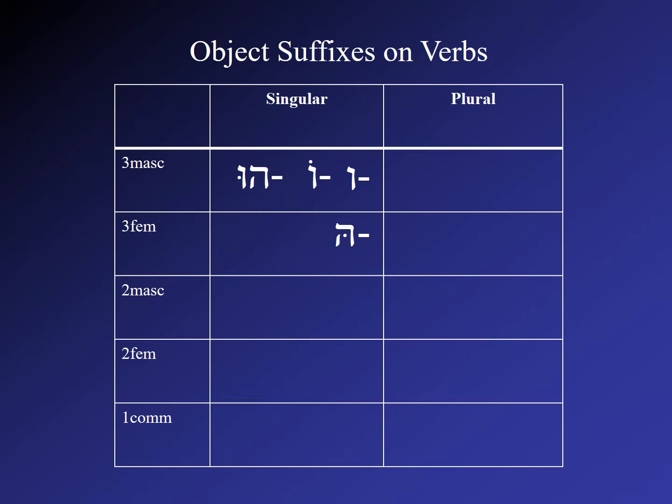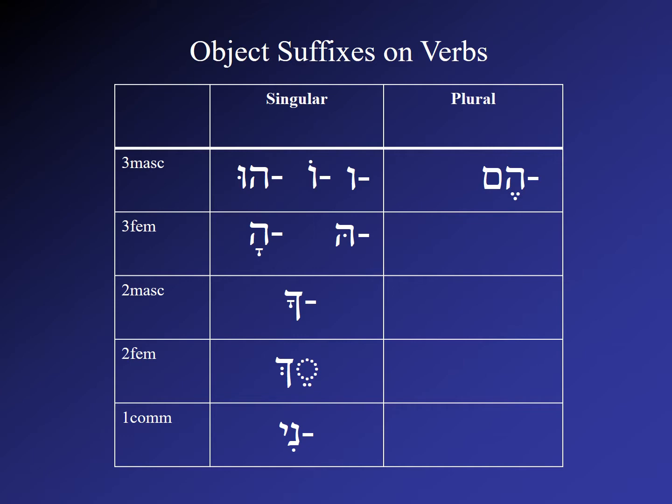Third feminine singular can either be a with the mapik, the feminine period, or ha with this qamets underneath the hey. Second masculine singular is familiar, ha. Second feminine singular, also familiar, ech. First common singular, ni. Notice the nun that adds in here. We're used to seeing i simply meaning my, but here ni is the object suffix form.